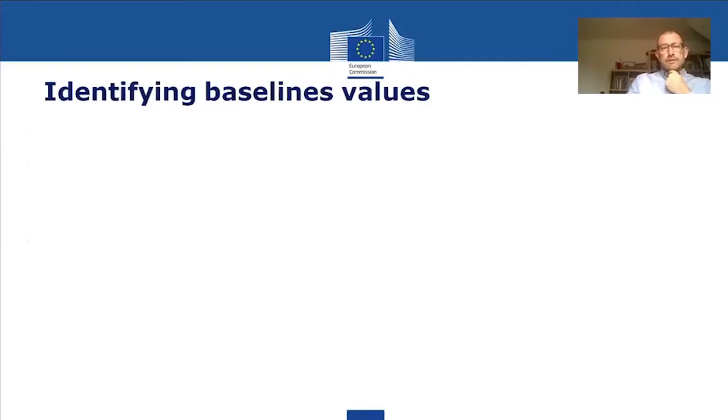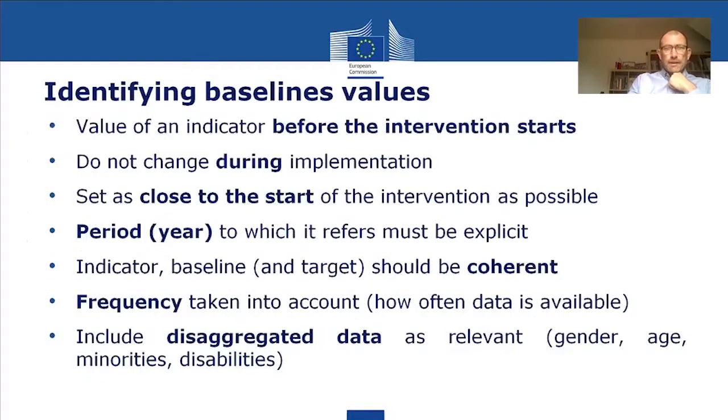The next important dimension of an indicator is the baseline value. This tells us what the situation is before our intervention starts. The baseline does not change during implementation. You should set the baseline as close to the start of the intervention as possible, but of course we recognize that it might not always be possible to do that, so you pick the time which is close to when the project or your intervention starts, and that's your baseline. You should state the period when that baseline comes from.